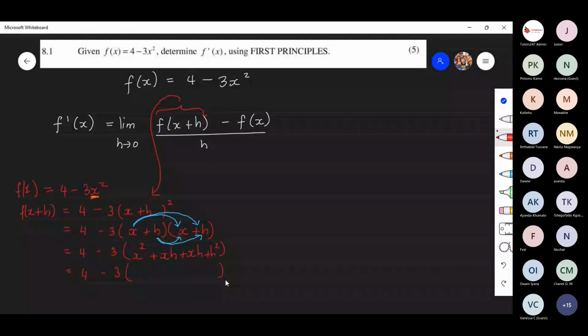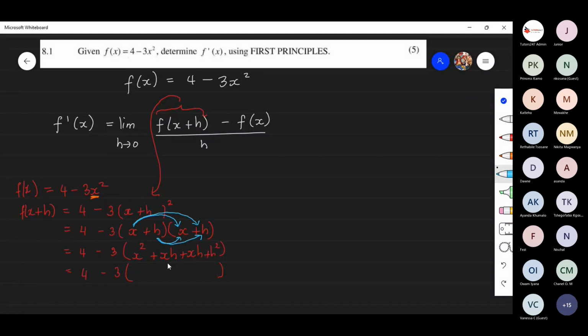Something important to take note of is that we cannot say 4 minus 3 and get 1, because that 3 is attached to something. Because it's attached to something, we cannot just say 4 minus 3, okay? So keep that in mind.